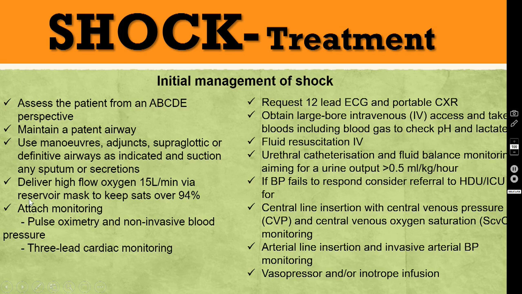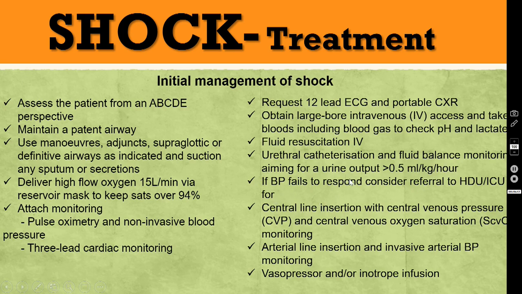Attach monitoring. You have to monitor pulse oximetry and non-invasive blood pressure. Start initially with 3-lead cardiac monitoring and request a 12-lead ECG and portable chest X-ray. Obtain large bore intravenous access and take bloods including blood gas to check pH and lactate. Fluid resuscitation should be given through the peripheral IV lines. Urethral catheterization and fluid balance monitoring should be done, aiming for urine output of more than 0.5 ml per kg per hour.